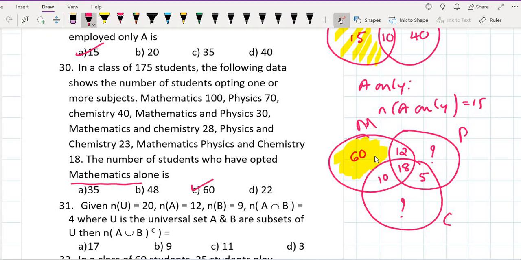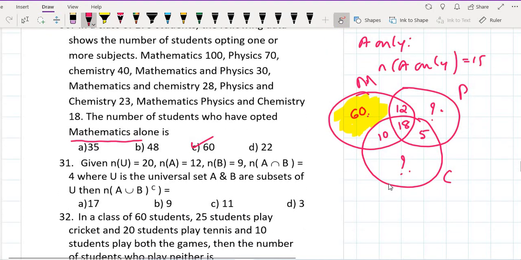So remember, while drawing the diagram, first fill up A intersection B intersection C. That is this one. Then consider two together. Subtract this part. Write the remaining here. Then consider the full set. Subtract this portion and write here. That is M only. Here it is physics only. Here it is chemistry only. So here the correct answer is option C.